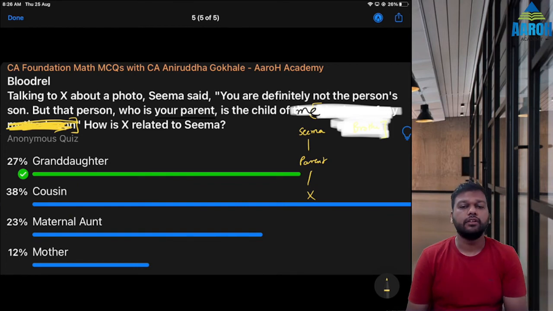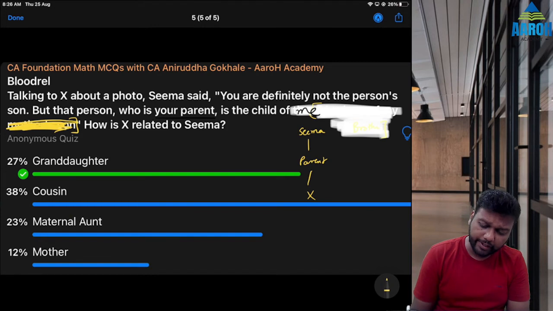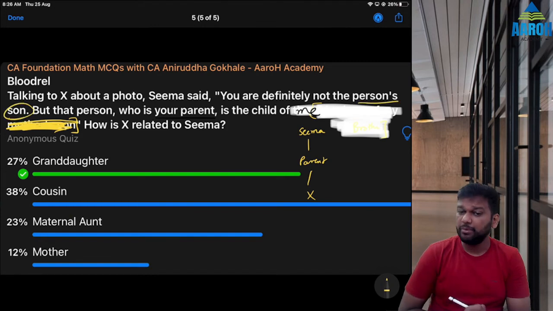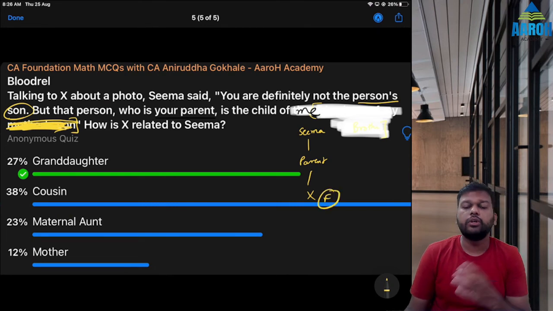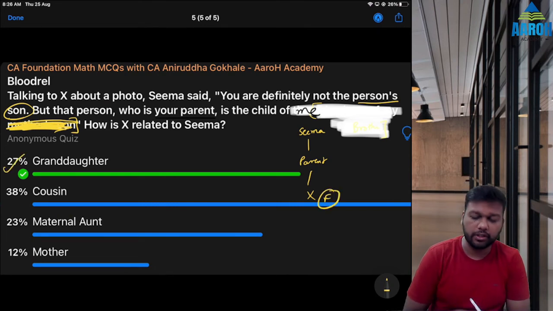Okay, fine. But she is also saying you are definitely not the person's son. That means X is not a son, so X must be a daughter, right? So how is X related to Seema? Granddaughter. Granddaughter is the correct answer.